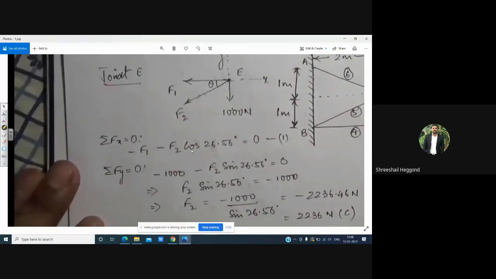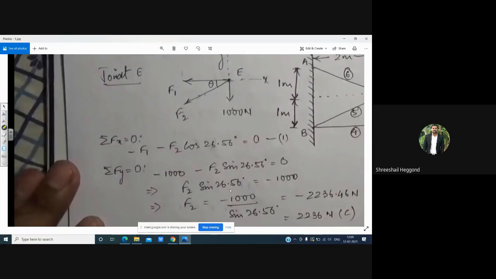If you see the top resolution of the structure, E is the end joint. In the X direction, positive value is considered toward the right and negative toward the left. For Y, positive is upward and negative is downward. In this case, F1 and F2 are both in the negative direction, towards the left. Therefore, while writing the equation, we consider them negative. So minus F1 and minus F2 cos theta. This is equation number 1, in which there are two unknowns. Therefore, you cannot solve the equation.